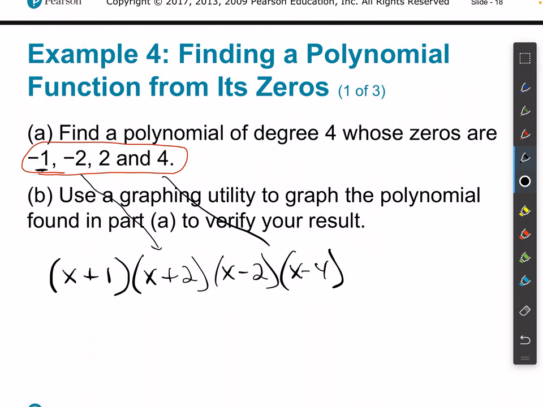So they want you to actually FOIL these out and get the polynomials. So a little refresher on FOIL. What I'm going to do is FOIL these two first, then I'll FOIL these two, and then we'll combine them.